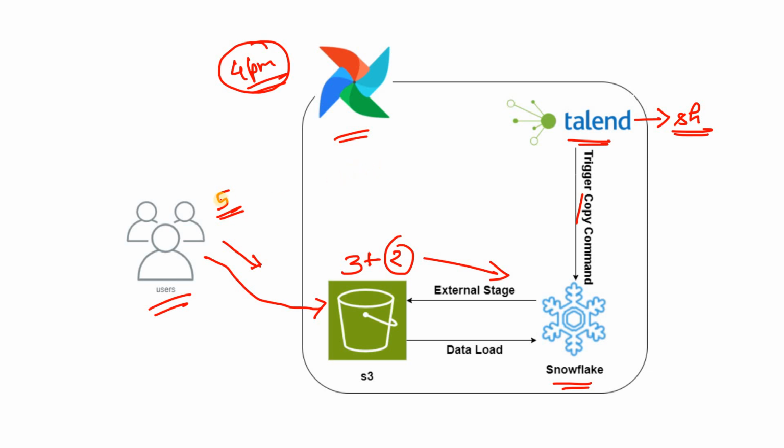So what is that? Let us try to understand. Here the user needs to upload 5 files before 4 p.m. Maybe that can be 10 files or 15 files, whatever. We don't know. So what we can tell the user is that you can upload multiple files to our S3, no problem, but once all your files get uploaded, then you upload a success file.